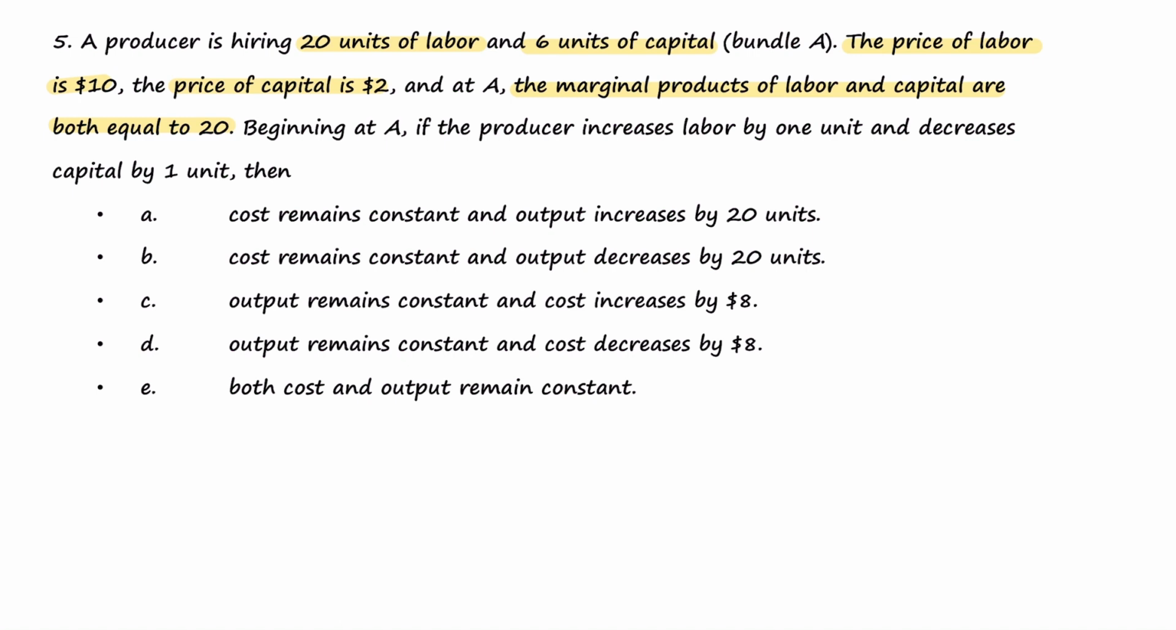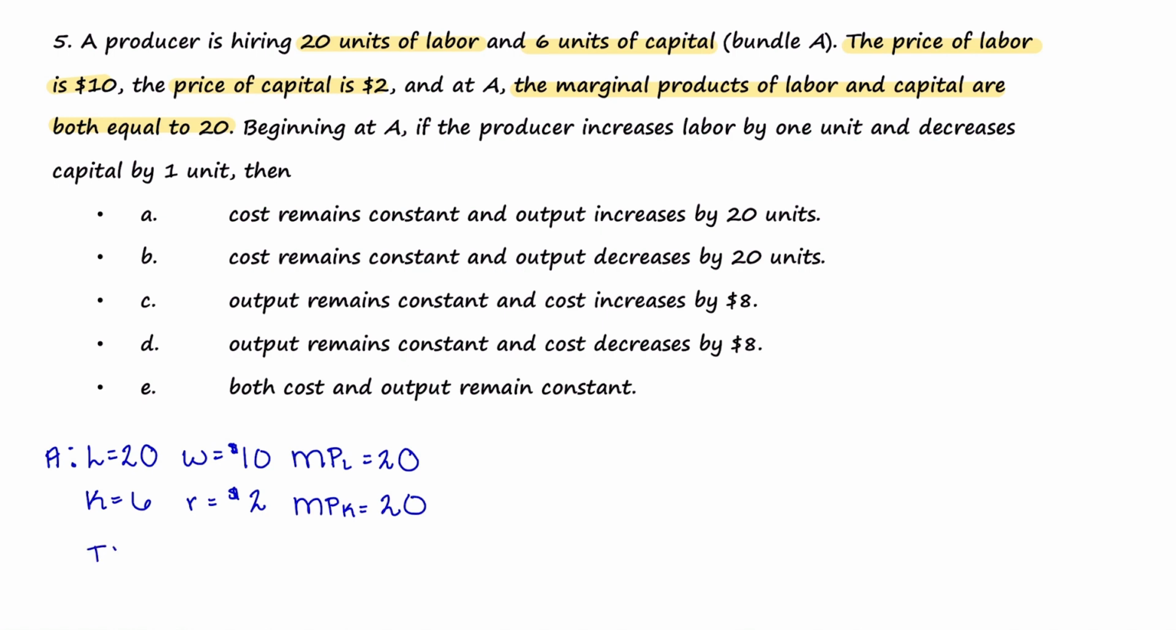So, at A, we know that we are using 20 units of labor at a wage rate of 10, and our marginal product of labor is 20. We're using 6 units of capital at a rental rate of 2, and our marginal product of capital is 20.